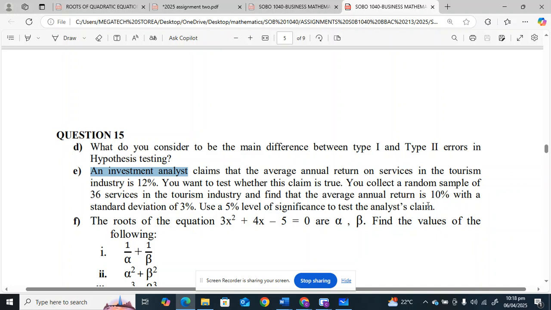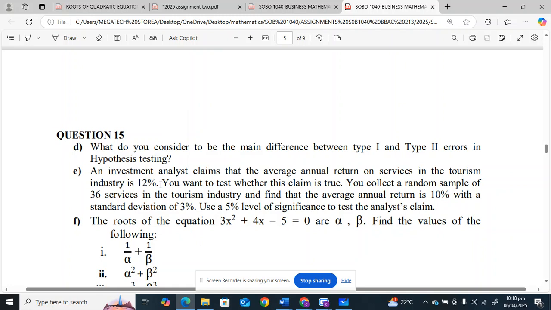So, colleagues, this topic is on hypothesis testing. You just want to test a claim, basically. That's what's happening here. You want to see if a claim holds true. Here, the claim is that when you invest in the tourism sector, your return is supposed to be 12%.